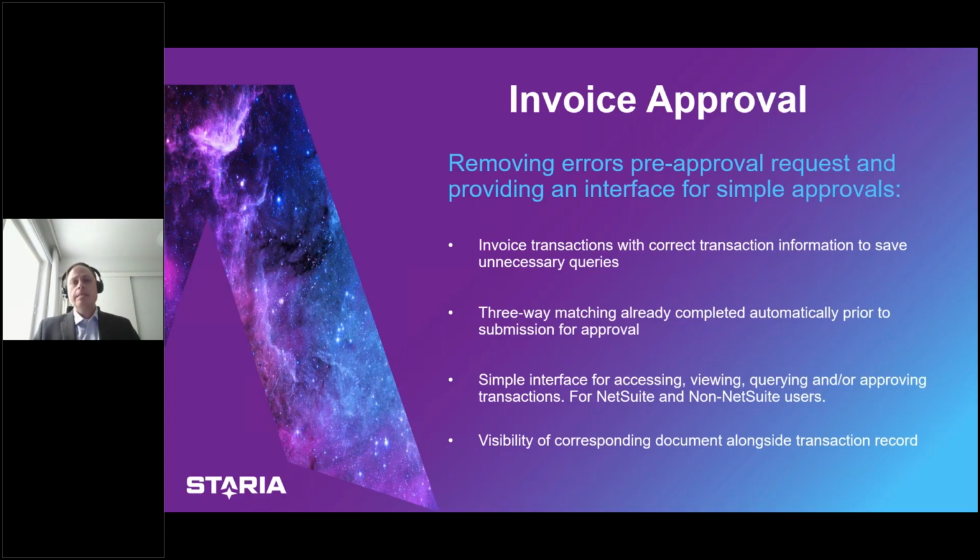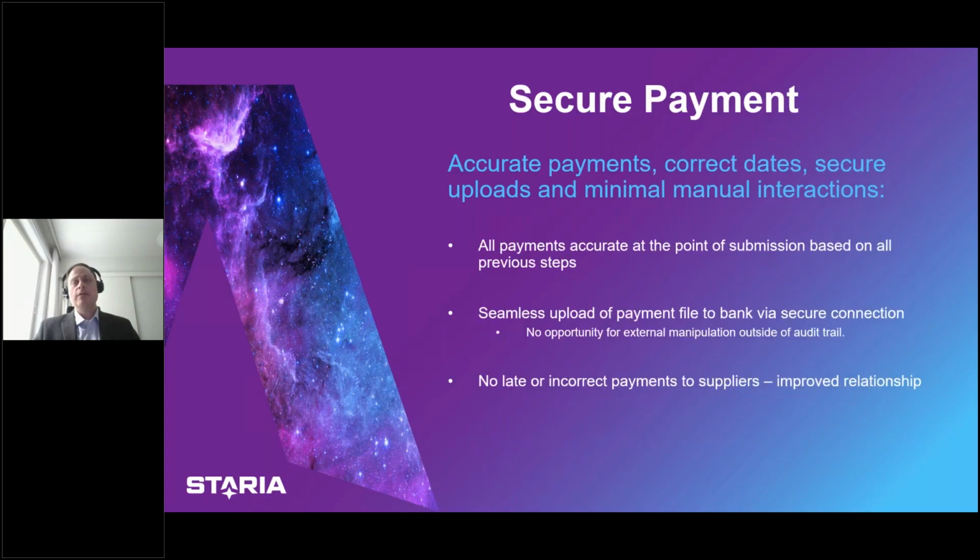And after the invoices have been posted and approved, then we have as a final step the secure payment process. The secure payment process is basically to make sure that you have accurate payments, correct dates, secure uploads, and minimal manual interactions. So to take all those payments to the bank or several banks and make the seamless upload of the payment file to the bank via secure connections, so there's no opportunity for external manipulation outside of the audit trail. So that's what secure payment is all about.